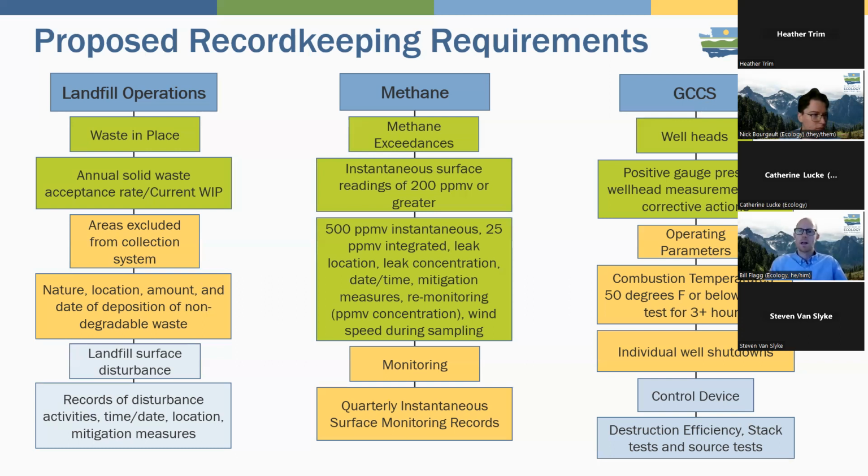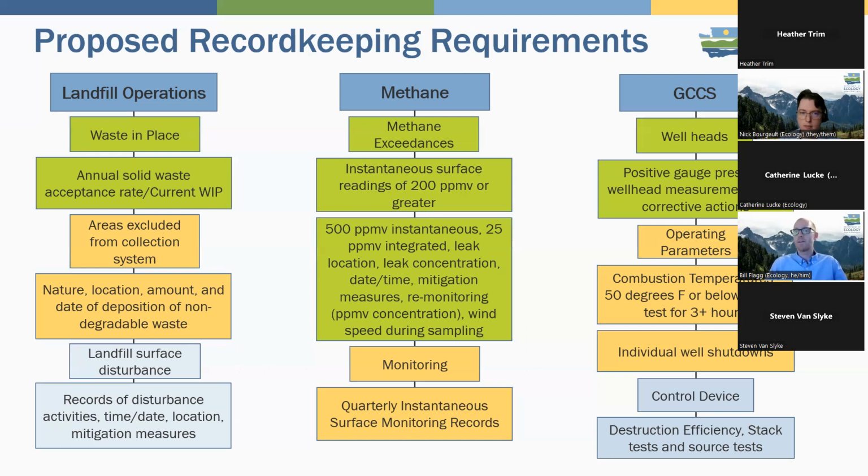Our first bucket, so to speak, is landfill operations, and you can see this is a color-coded system. The reason why we did that is we broke them down into subcategories. So you can see, for instance, waste in place. There will be some record keeping requirements for waste in place, and these include an annual solid waste in place acceptance rate, as well as records on current waste in place.